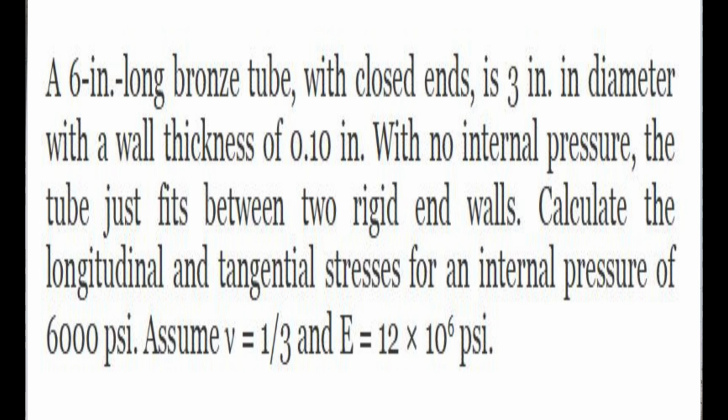A 6-inch long bronze tube with closed ends is 3 inches in diameter with a wall thickness of 0.1 inch. With no internal pressure, the tube just fits between two rigid end walls. Calculate the longitudinal and tangential stresses for an internal pressure of 600 psi. Assume Poisson's ratio is 1/3 and modulus of elasticity is 12 times 10 to the 6 psi.